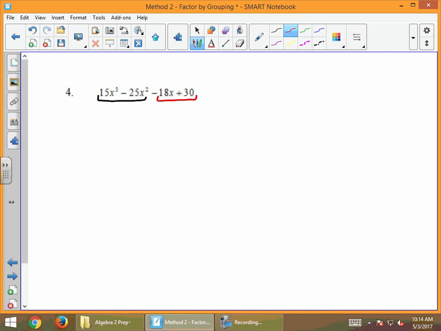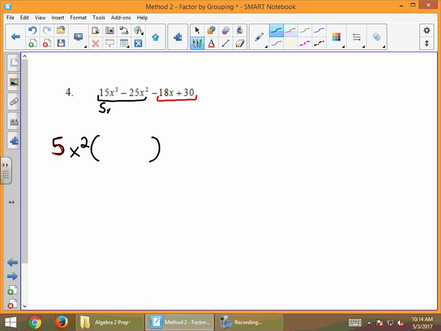So, 15 and 25. Just look at the numbers. What's the GCF between 15 and 25? 5. I agree. So I'm going to put a 5 over here. Do they share a variable? What is that variable? X squared. They both have x's. The smallest one is x squared. Take out as much as you can. We know that's all we can take out.